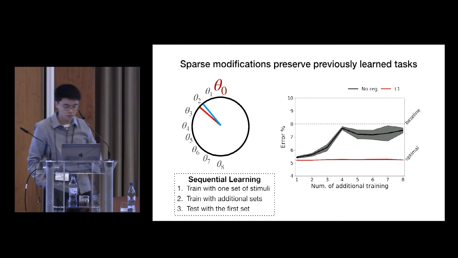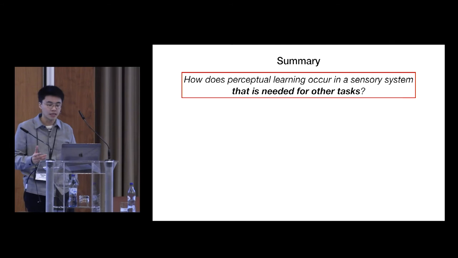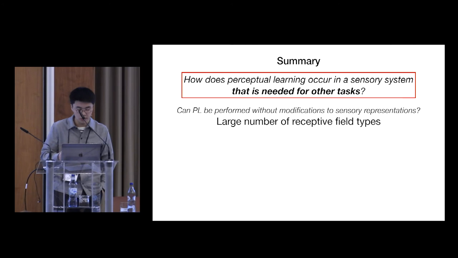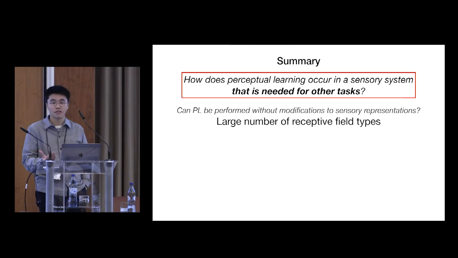So in summary, that's a question that we pose: how is this happening in a multi-purpose sensory system? And we have three questions, and we have answers to them. So the first one: can you perform perceptual learning without modifications? And the idea is yes, if you have a large enough number of receptive field types.